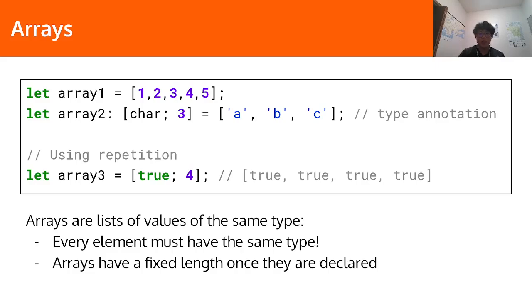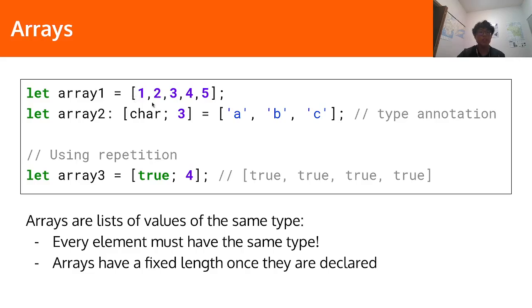So the next compound type that we're going to go through is arrays, and this is almost exactly the same as arrays in other programming languages. There are a few ways to initialize an array. Before we begin, arrays are lists of values of the same type. Unlike a tuple, which can contain different types, arrays all have to be the same type inside the array. And arrays have a fixed length: once they are declared at compile time, you cannot really change the length of an array.